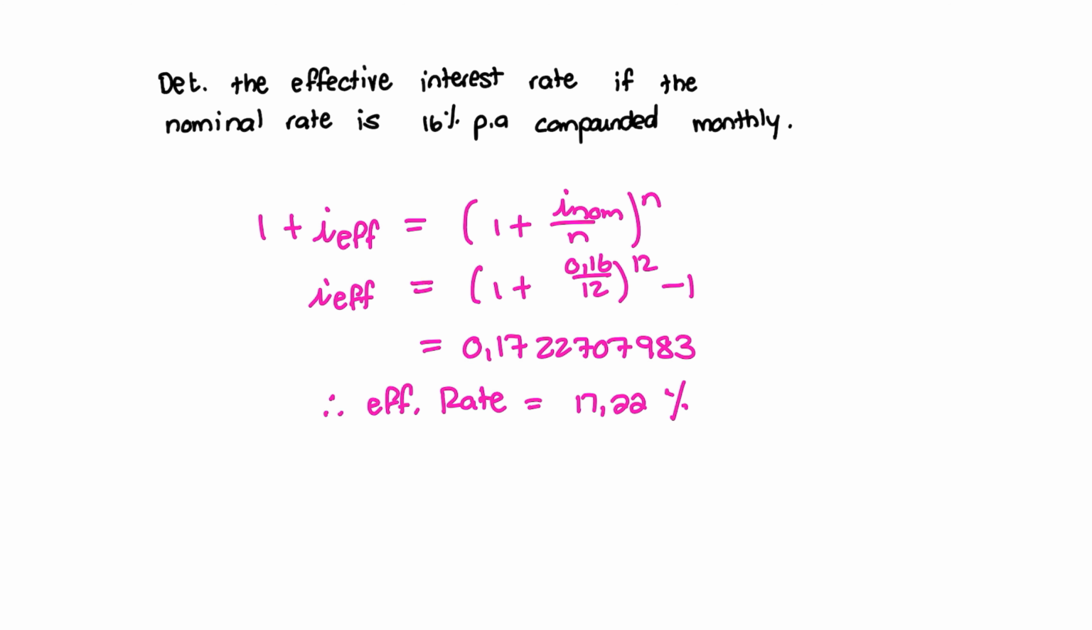The question said find the effective interest rate. And we always leave our answers for interest rate as a percentage. So what you do is you take this decimal and you multiply that with 100. And if we round to 2 decimal places, we have 17.22%.